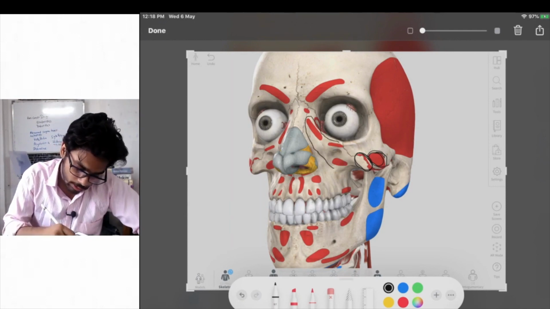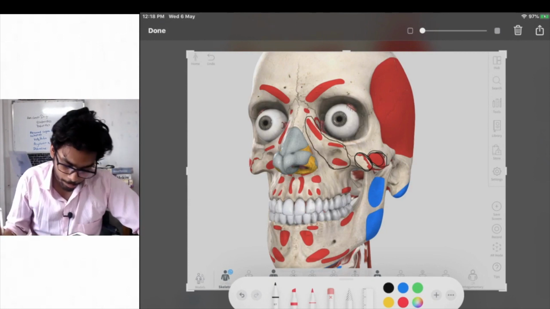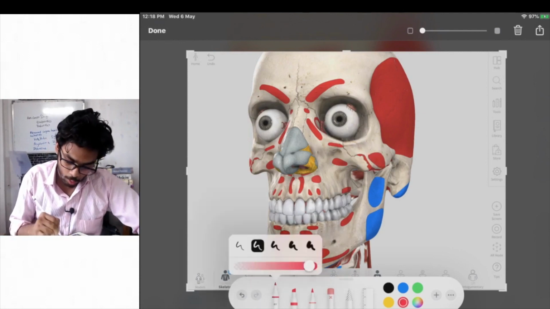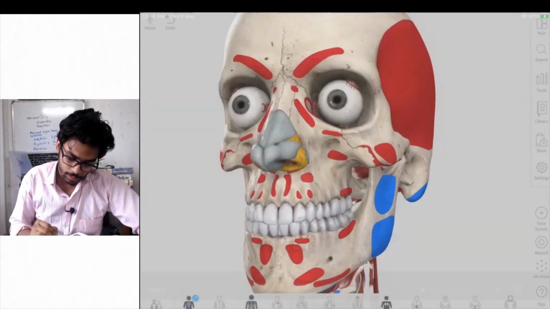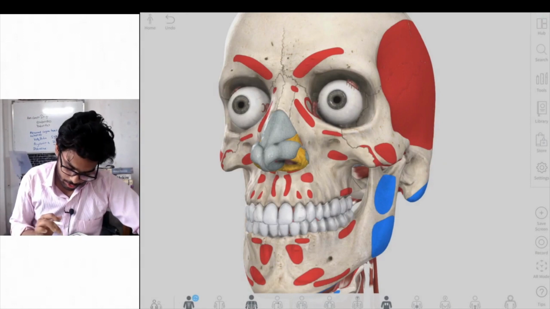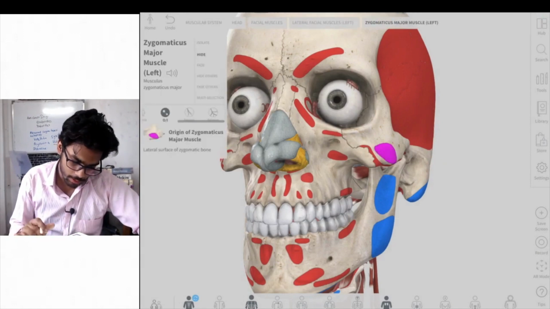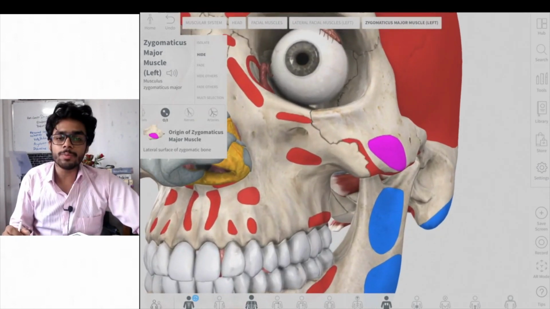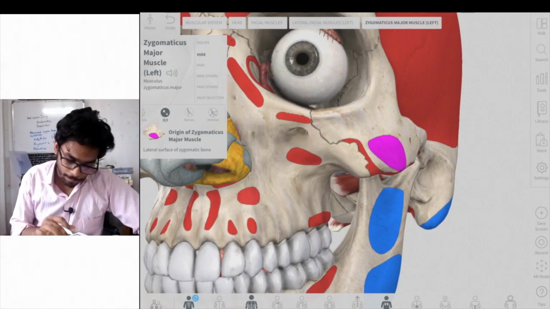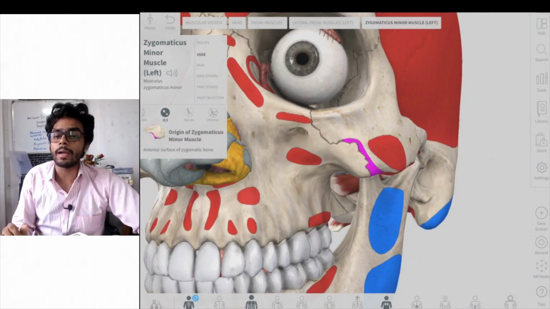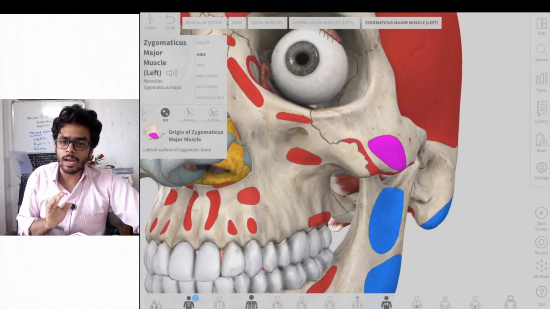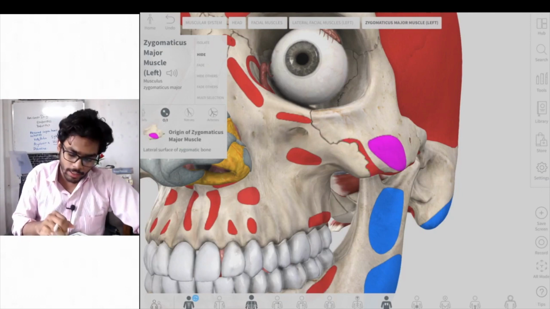All the three levator muscles which we studied are present on the maxilla, while the zygomaticus muscles are present on the zygomatic bone. This is the zygomatic bone. So this is the way you can differentiate. Now we will add the muscle. This attachment, which I colored in pink, is the attachment of zygomaticus major muscle, and this is the attachment of zygomaticus minor muscle. What is the difference in their origin? Just the difference in position. Zygomaticus major is lateral, a little away from the midline, while zygomaticus minor is towards the midline.